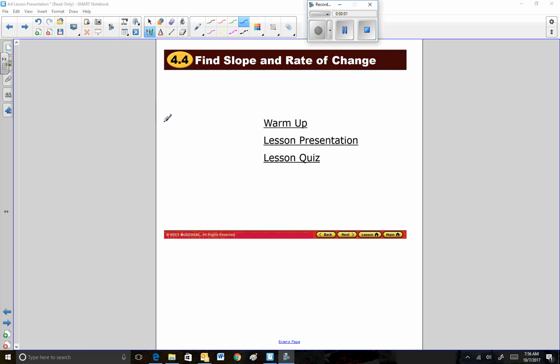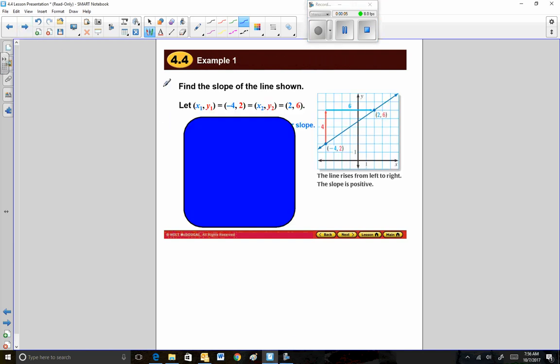We're looking at finding slope and rate of change today. So let's take a look at our first picture. And we have this beautiful blue line here, and we need to find the slope.